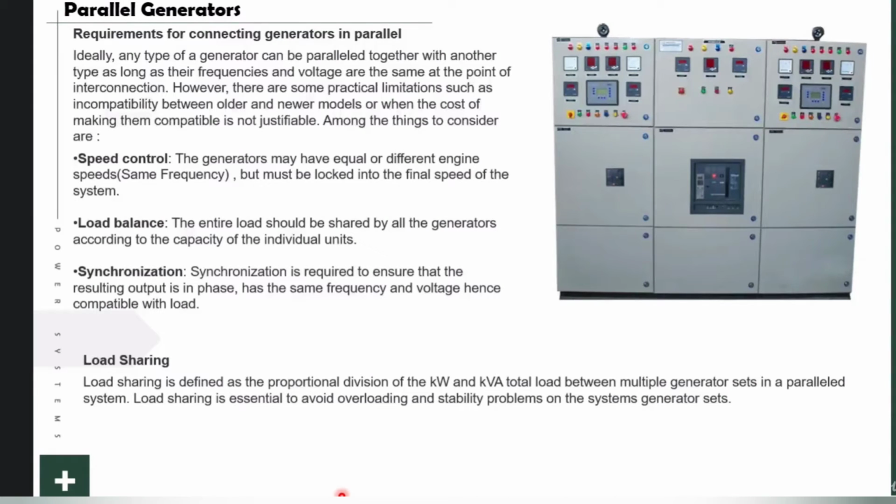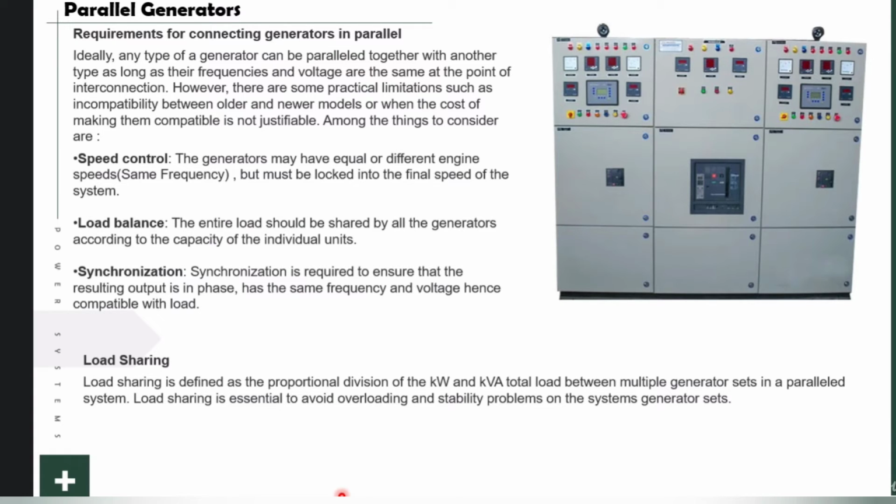And if I want to make more than one generator run together in parallel and share the load, I must consider three conditions. First, the speed controls, second, the load balance, and third, the synchronization. The speed controls mean the generators may have equal or different engine speeds, but must be locked into the final speed of the system. That means the same frequency.